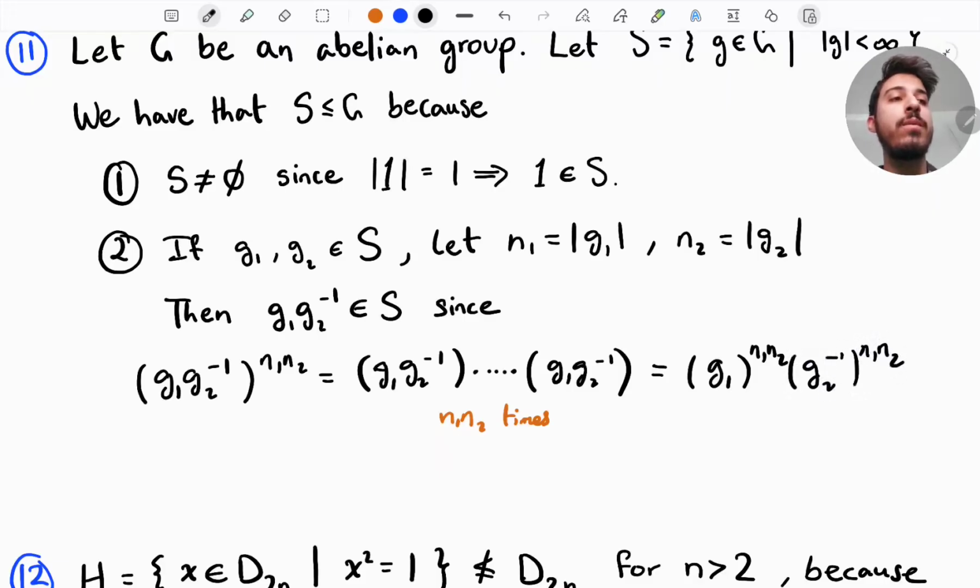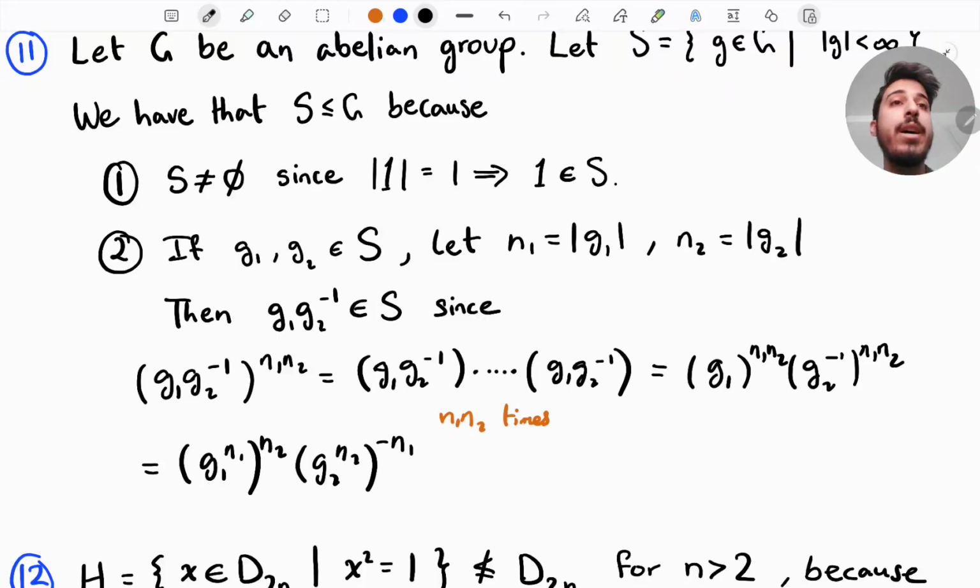And now we want to use the fact that the orders of G1 and G2 are N1 and N2 respectively by saying, using the exponent laws, that this is equal to G1 to the N1, all to the power N2, times G2 to the N2, all to the power minus N1. And now we know by definition that this here is equal to the identity, and this there is also equal to the identity, thus making all of this equal to the identity.